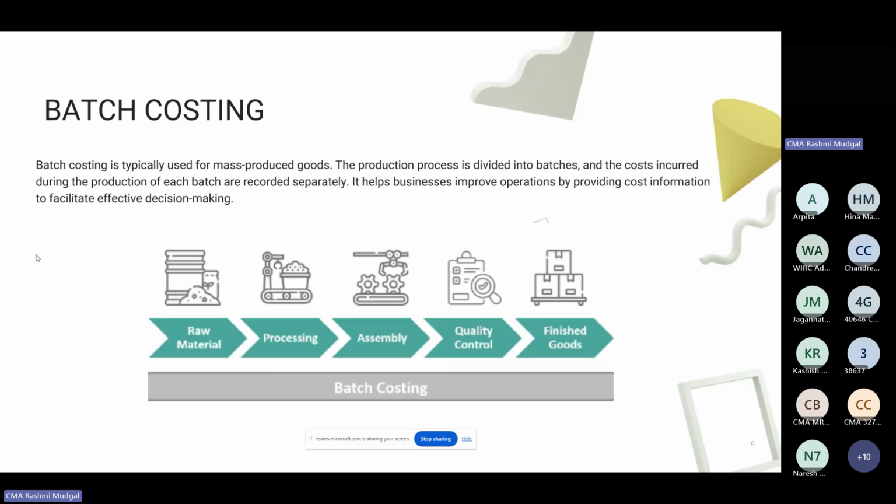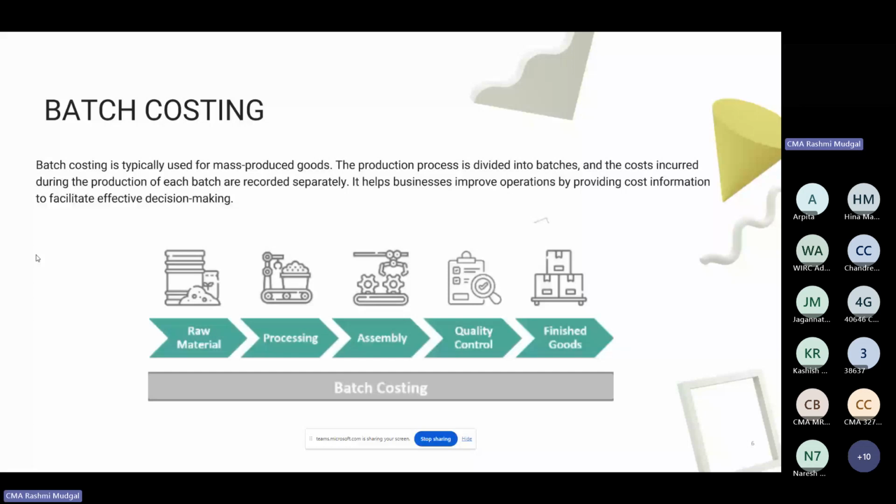So here we take the end-to-end process and see what cost is incurred in between, and divide it by the quantity produced per batch. So this is how batch costing works for an end-to-end product.